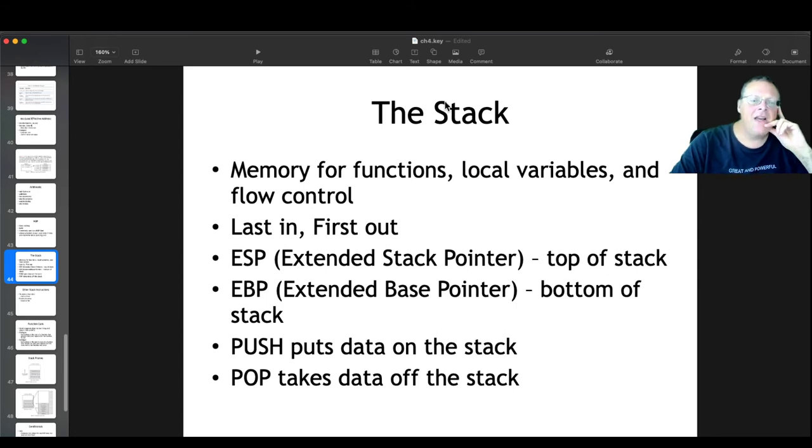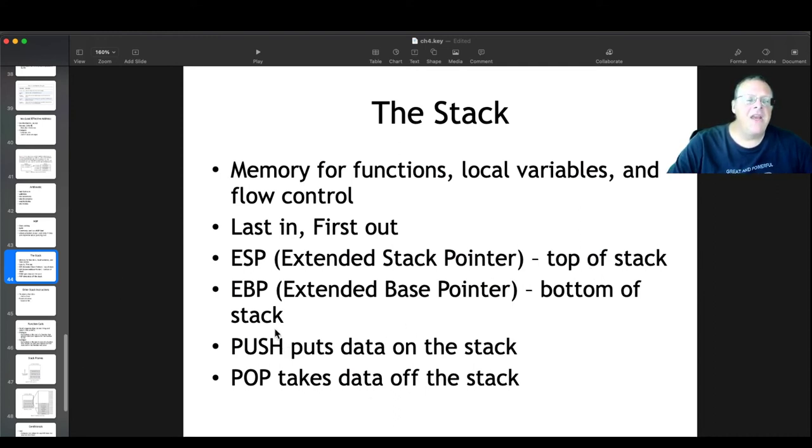So the stack is where you store local variables, return addresses for flow control, and local memory for things you want to store locally. It's last in, first out. So when you push something on the stack, it goes on top. When you pop something off the stack, it takes the last thing you put on first, like a stack of trays in a cafeteria. That's the idea.